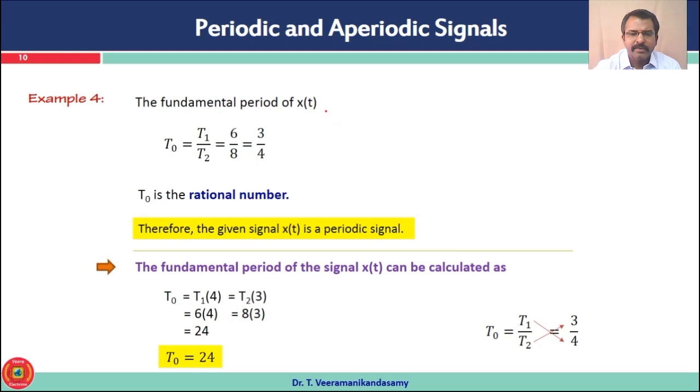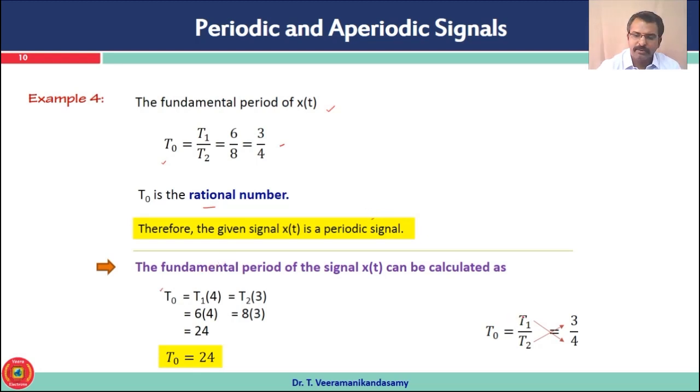Then the ratio of the periods can be calculated as T1 by T2. T1 is 6 and T2 is 8, so this is equal to 3 by 4. 3 by 4 is a ratio of integers, so it is a rational number. Therefore the given signal x of t is a periodic signal. Then we can calculate the fundamental period of the signal x of t.